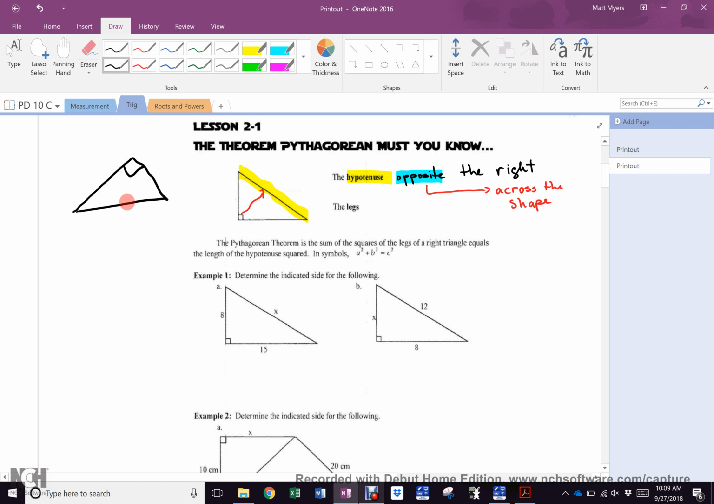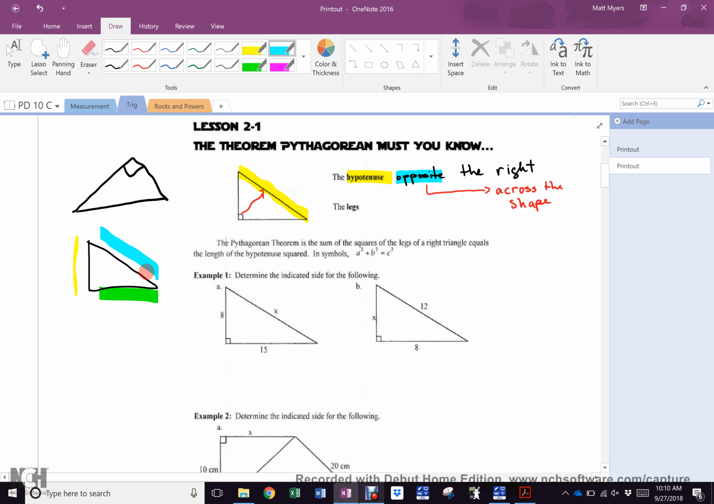Okay? Or if I drew the triangle this way, does that look like a right angle? No. Is it a right angle? Why? Because it's got that symbol. Is everybody cool? Where's the hypotenuse in the one I just drew? Yellow, green, or blue?